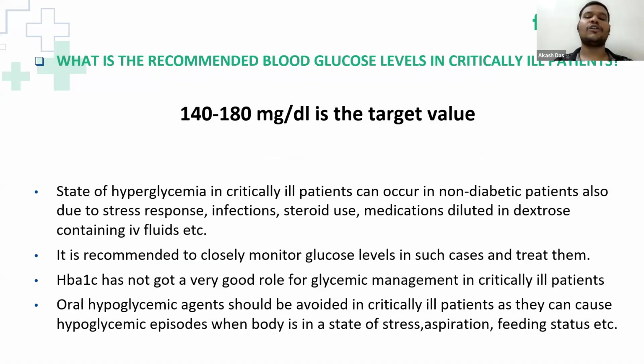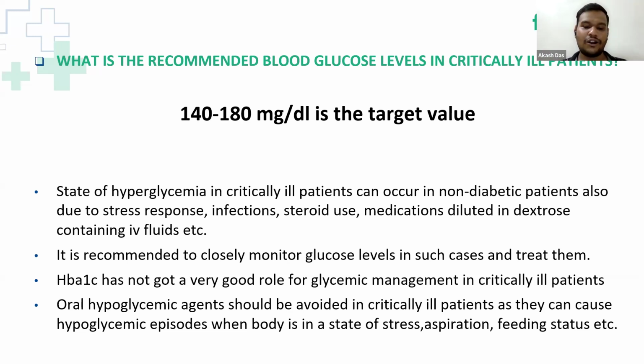So what is the recommended blood glucose level in critically ill patients? It is 140 to 180, as we have seen in the earlier topics also. 140 to 180 is the recommended blood glucose in critically ill patients. So regarding the state of hyperglycemia, always keep a note as a pharmacist, hyperglycemia in critically ill patients can occur in non-diabetic patients also, because of stress response, infection, especially if your patient is on steroids, or medications diluted in dextrose, especially antibiotics. These all can induce hyperglycemia in a patient who is not a diabetic also. It is recommended to closely monitor glucose level in such cases and treat them if they are persistently high.